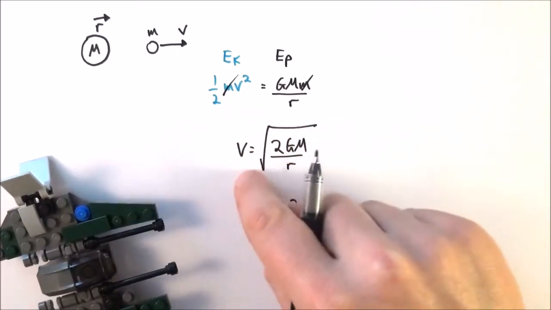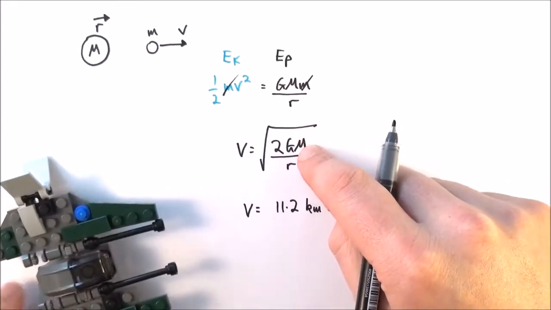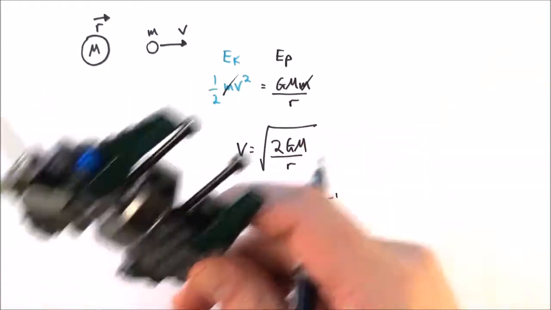So basically, this thing here is the equation to work out the escape velocity of an object as it moves away from a planet.